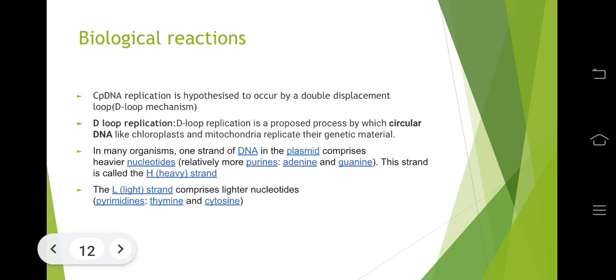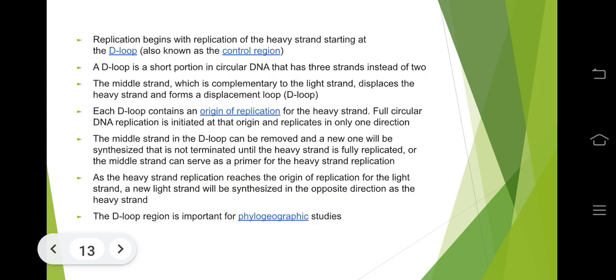Biological reactions. cpDNA replication is hypothesized to occur by a double displacement loop, D-loop, mechanism. D-loop replication is a proposed process by which circular DNA like chloroplasts and mitochondria replicate their genetic material. In many organisms, one strand of DNA in the plasmid comprises heavier nucleotides, relatively more purines, adenine and guanine. This strand is called the H, heavy strand. The L, light strand, comprises lighter nucleotides, pyrimidines, thymine and cytosine. Replication begins with replication of the heavy strand starting at the D-loop, also known as the central region.